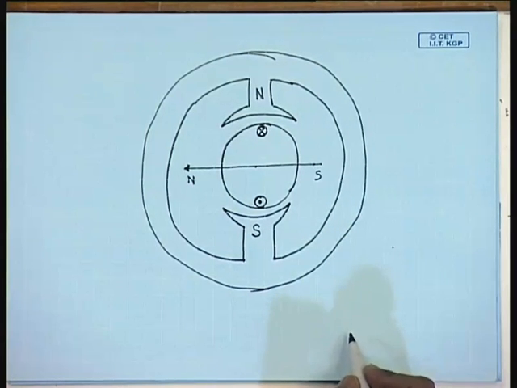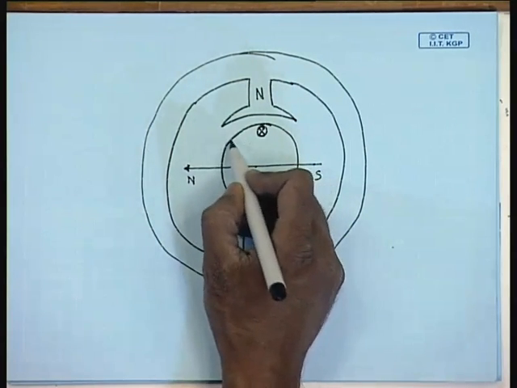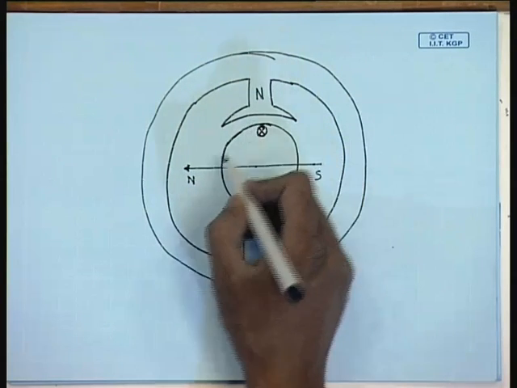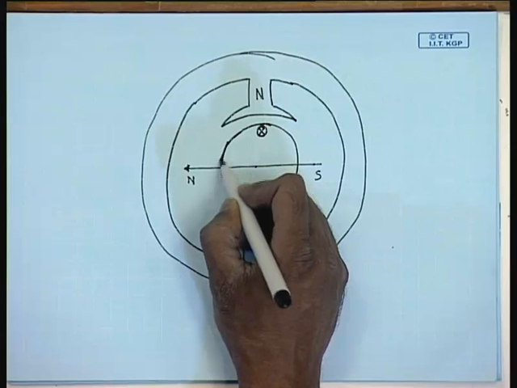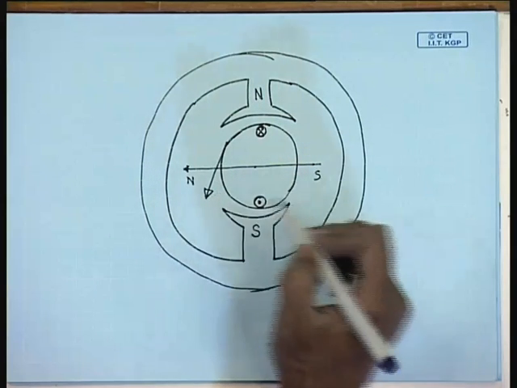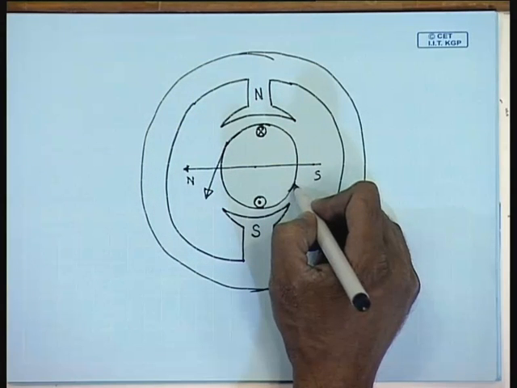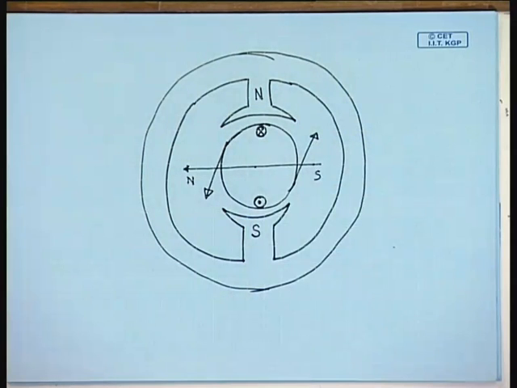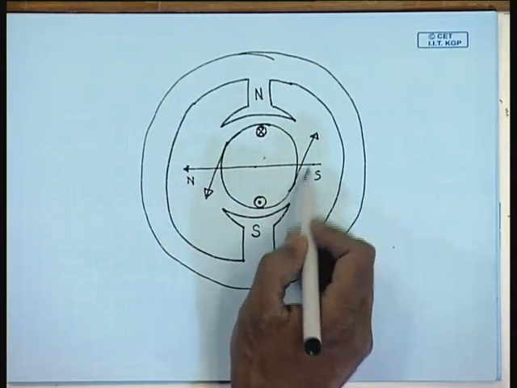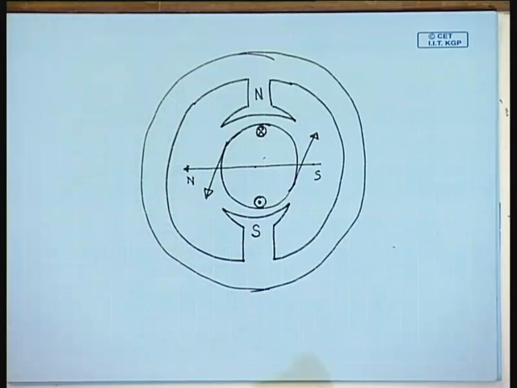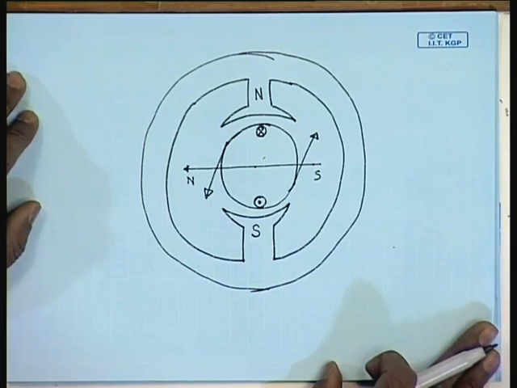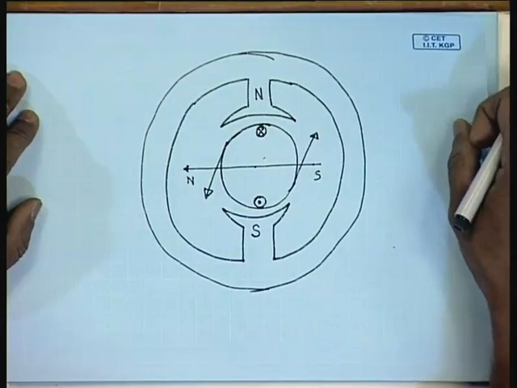So when this happens, then there will be a repulsive force acting on this rotor body in this direction, and there will be a repulsive force in this direction, due to which this rotor will try to rotate, and at one position it will come to the aligned position.